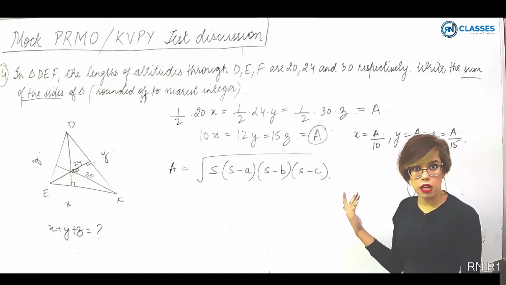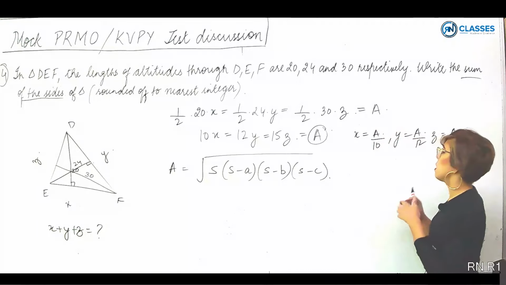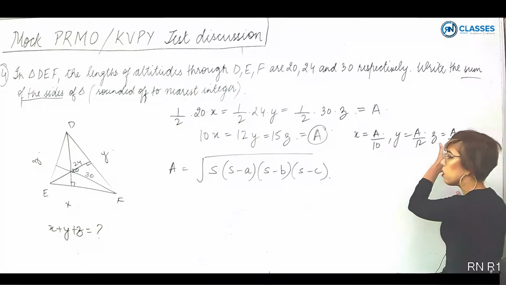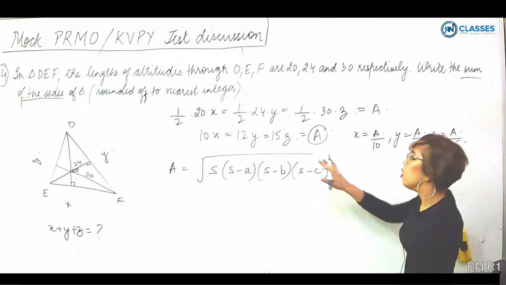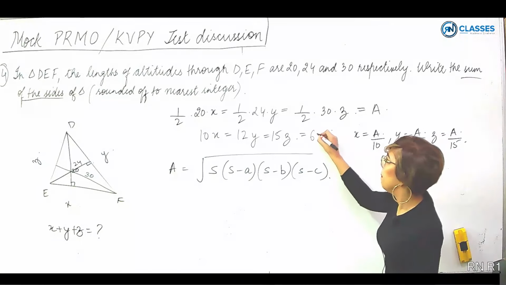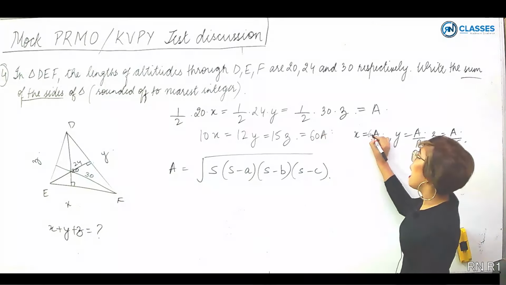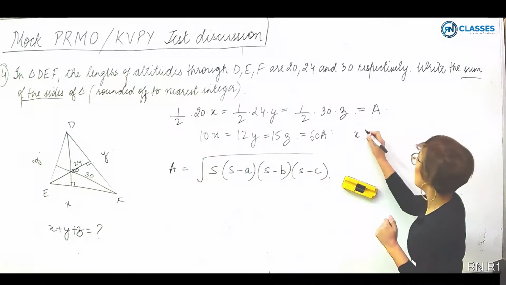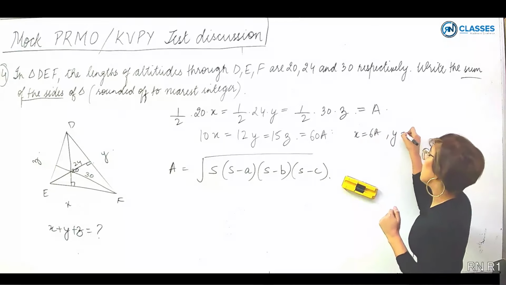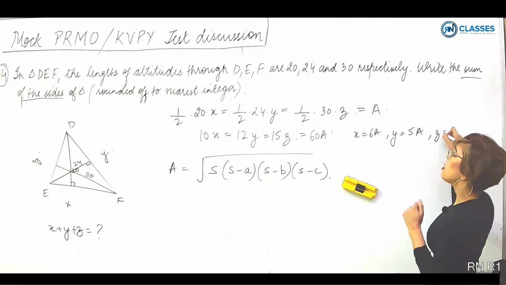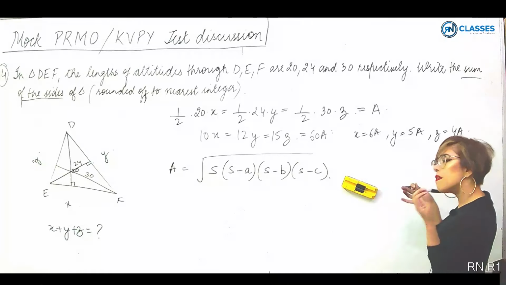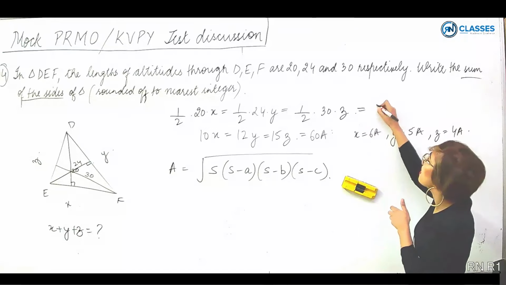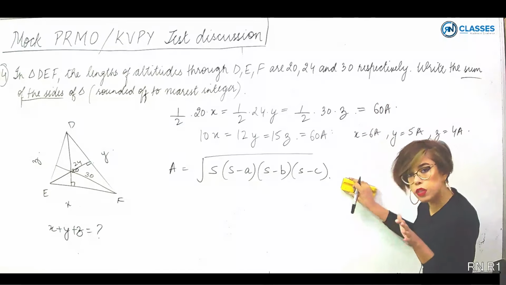So, mind it, area is in my hand, right? I have to suppose the area. Now, I want something so that this 10 cancels out, 12 cancels out, 15 gets cancelled out. So, I can suppose my area not as A, but as 60a. Why? Because I can get my x as 6a. Y can be written as 5a and z can be written as 4a. Some calculation has been reduced. So instead of area as A, I will take it to be 60a in order to reduce my calculation.